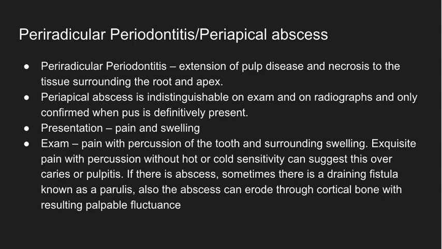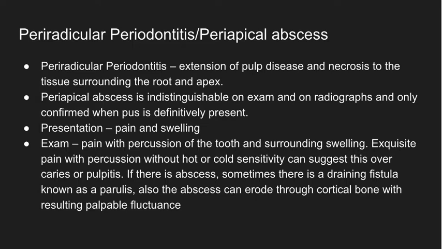The presentation, they're going to have pain and swelling around the tooth. Exam's going to show pain with percussion of the tooth with that gingival swelling. And then, this can show pain with percussion without cold sensitivity, which may distinguish it from having a big caries. If there is an abscess, sometimes there's a draining fistula known as a parulis. Also, the abscess can erode through the cortical bone, which results in a palpable fluctuance.